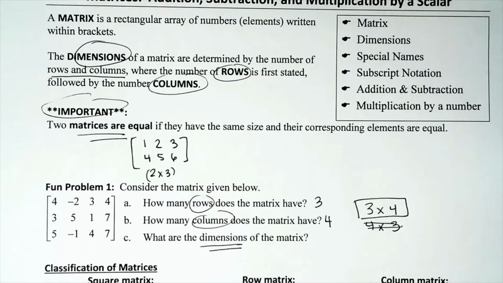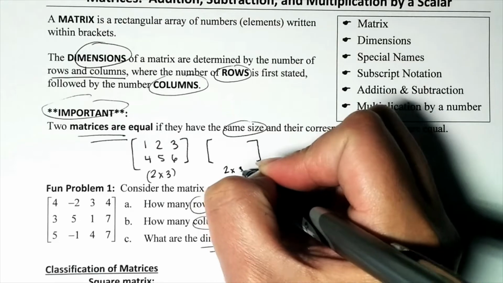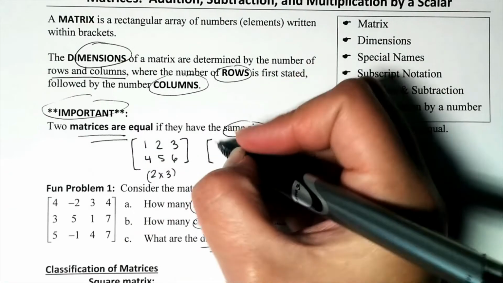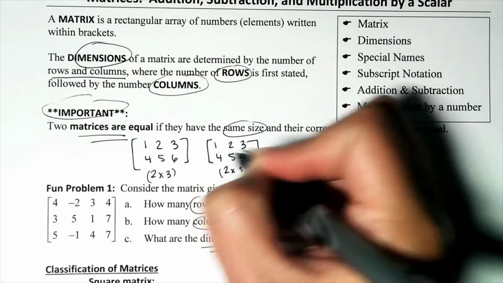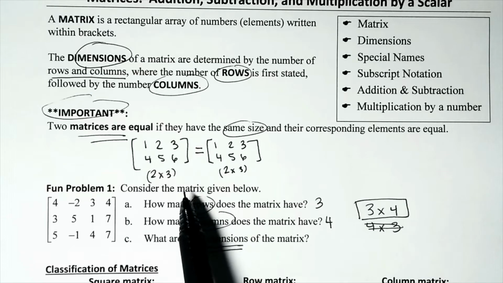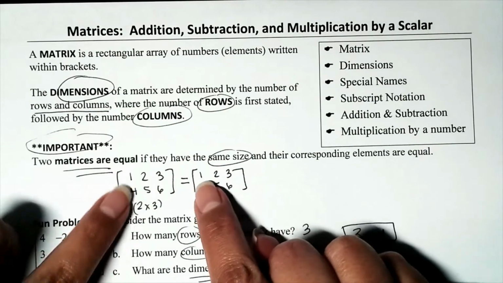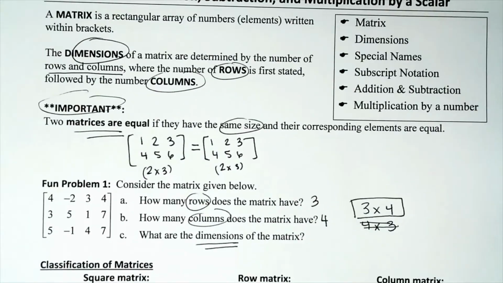How can I tell if 2 matrices are equal? 2 matrices are equal if they have the same size. So I'm going to need another 2 by 3 matrix, and their corresponding elements are equal. So if the first row reads 1, 2, 3, then the other matrix's row has to be 1, 2, 3 followed by 4, 5, 6. Are these matrices equal? Yes. How can I tell? They look the same, but to be more explicit, the sizes are the same and the corresponding elements are the same. So we have 1, 2, 3, 4, 5, 6 in each entry. Okay, maybe I made this a big deal.